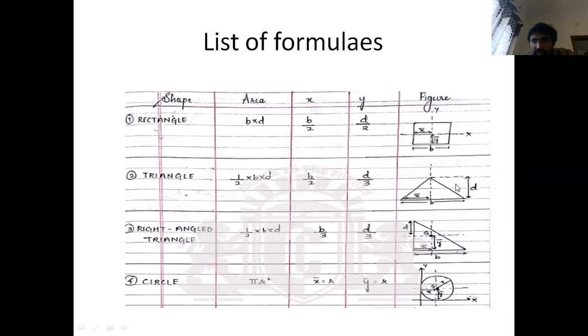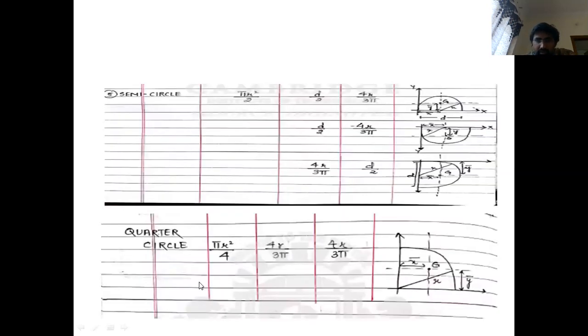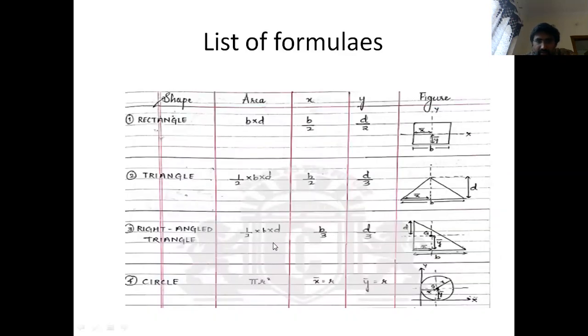What is the y bar distance you will get with reference to this end? With reference to your horizontal reference axis, your distance will be 1/3, so that will be d divided by 3. If you are coming from the top end, that will be 2/3 of total d. Similarly, we have one more, the right angle triangle. This is also the same: half into base into height is the area, and the x distance will be b by 3, and the next one will be d by 3. So the centroid will be at b by 3 and d by 3.